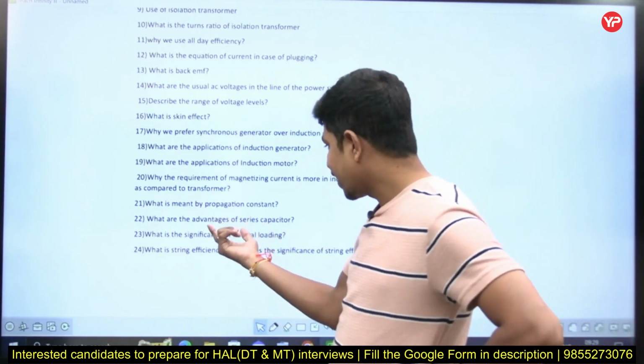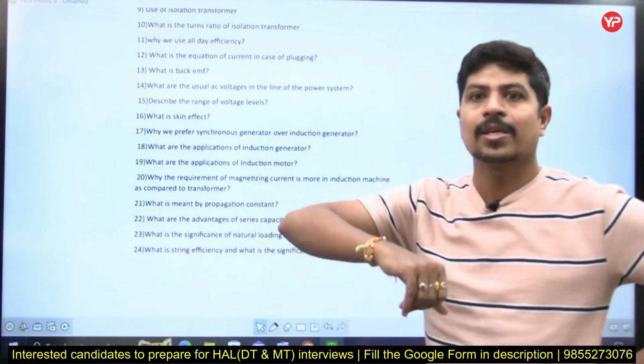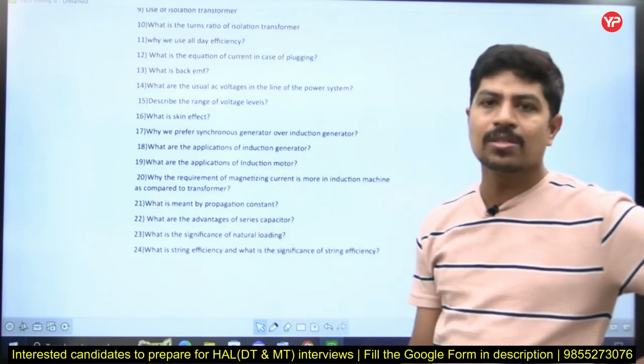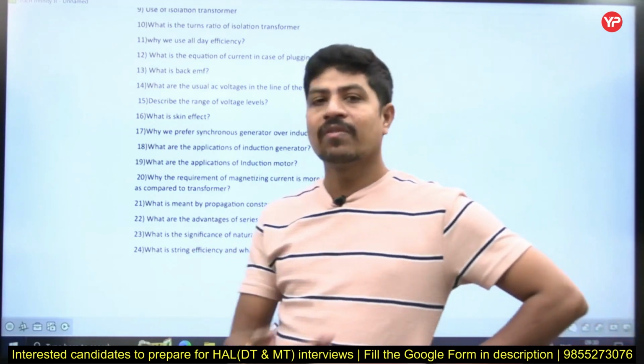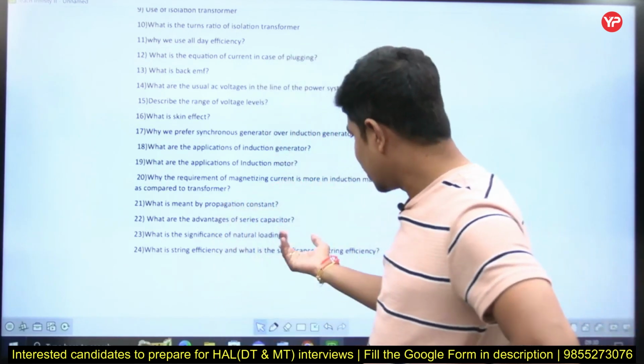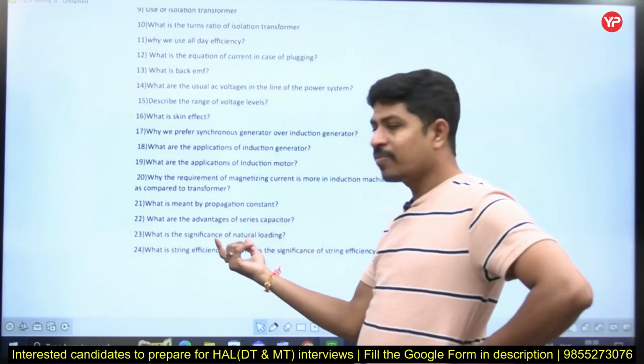Suppose if you answer this one the correct way, then definitely what are the disadvantages of series capacitor? Like that, several questions are possible. Next question, what is the significance of natural loading? Significance of natural loading or surge impedance loading. This is a general question from power system.